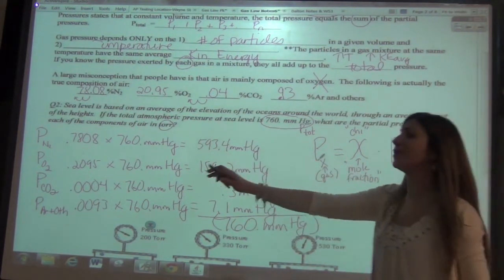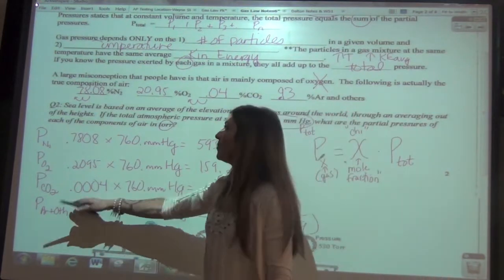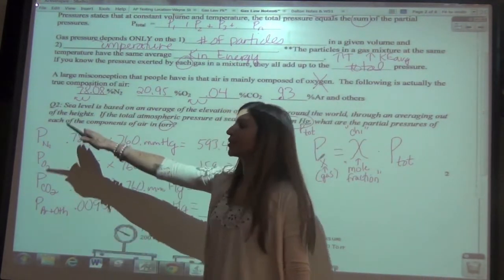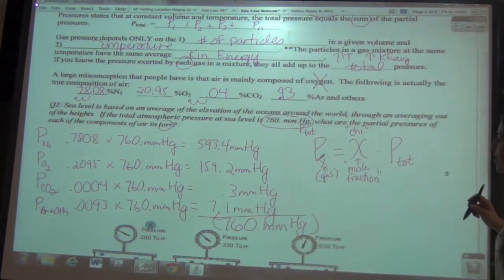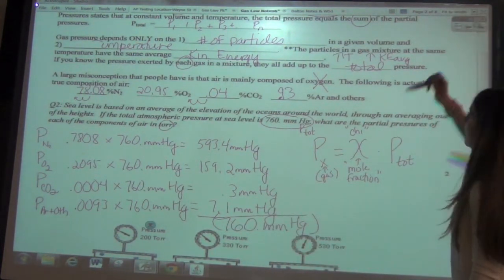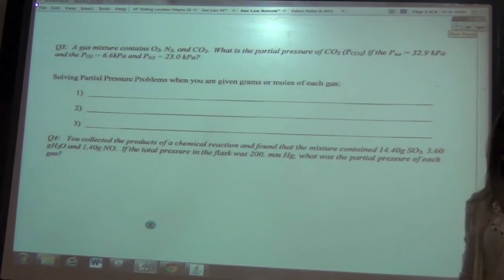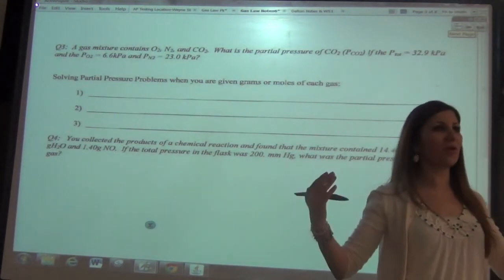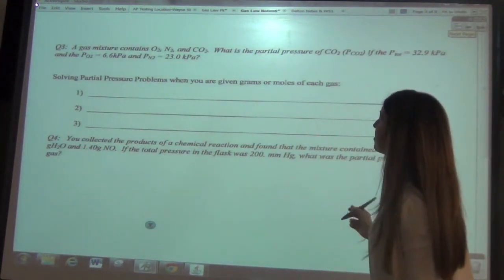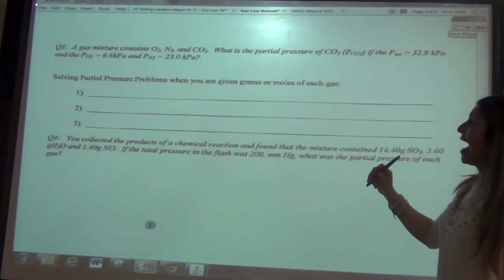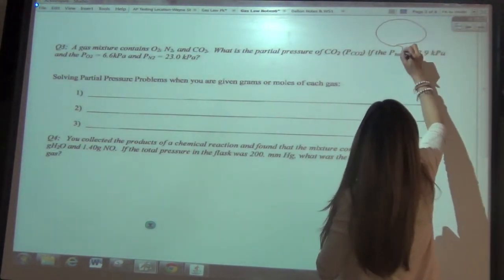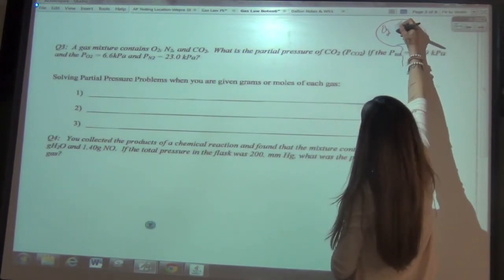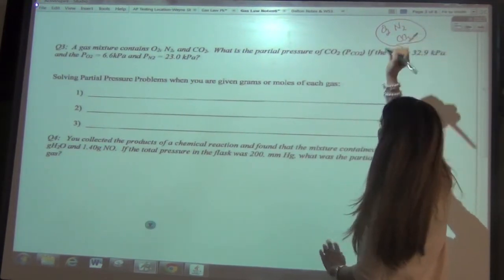But what happens if you're not given pressures? What happens if you're only given the total and you're given moles or you're given grams? So that's what the problems are going to be on the next page here. All right, so let's take a look. This first one is an easy one, okay? So I wanted to throw one of these on, where in this case, it says a gas mixture contains oxygen, nitrogen, and carbon dioxide. So let's say that inside of a balloon, we have O2, we have N2, and we have CO2 all in the balloon.